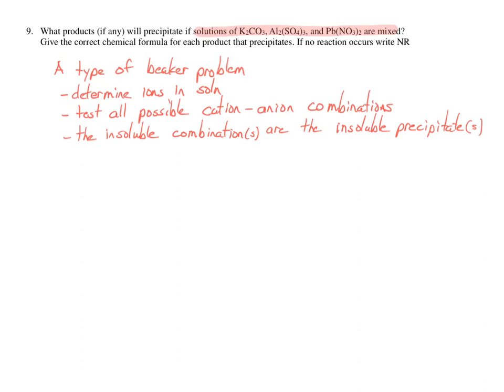When we read this problem, we see that we're mixing solutions together, and we want to know which, if any, compounds precipitate. This is going to be a type of beaker problem. So the first thing is to determine the ions in solution, and then we test all possible cation to anion combinations, and if there is an insoluble combination, then that's going to be our precipitate. And we remind ourselves there could be more than one precipitate.